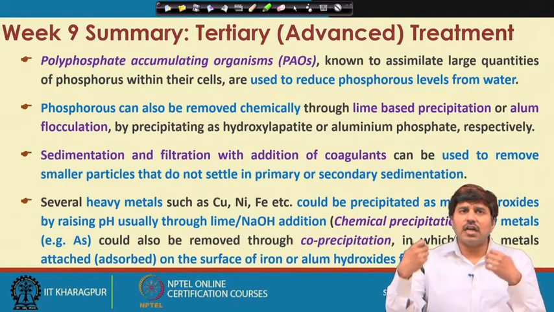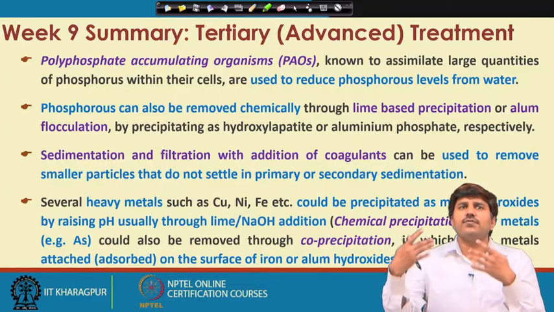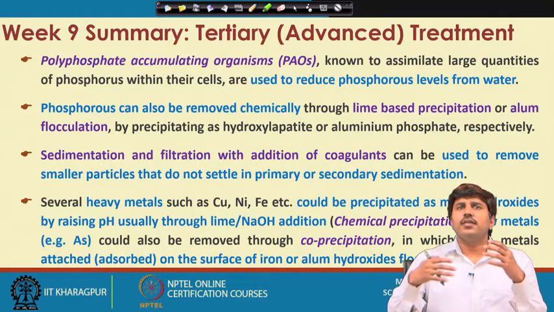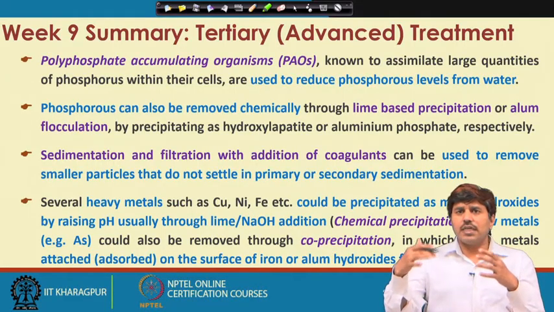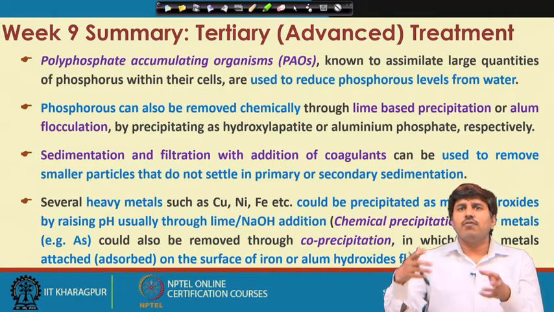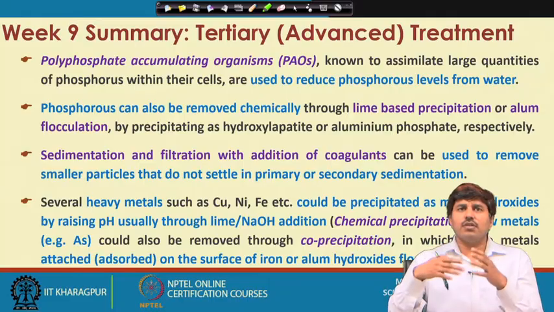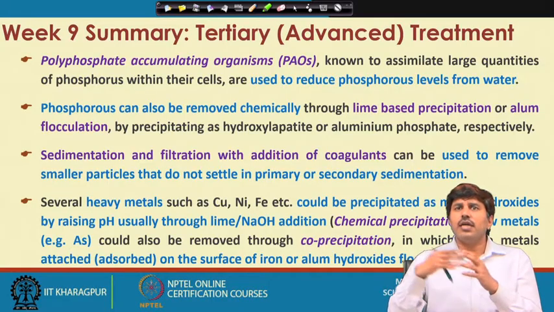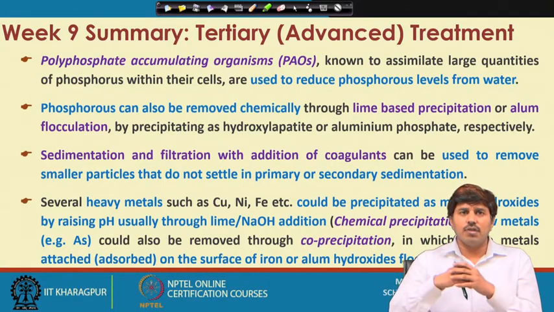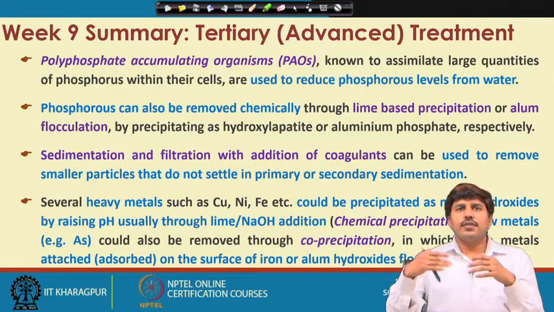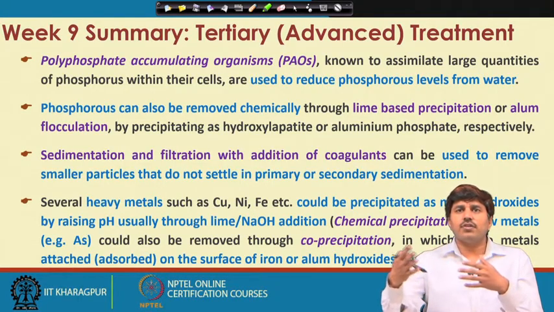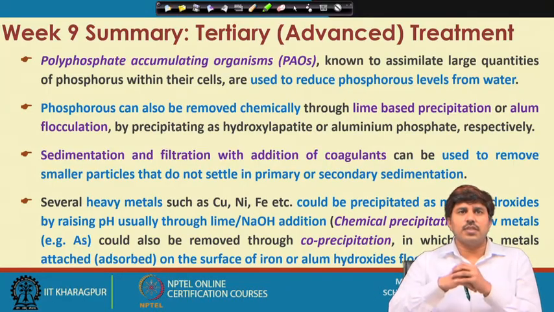So, they assimilate large quantities, up to 20% of the phosphorus, within their cells, and so this kind of organism could be used for phosphorus uptake from the water. Then phosphorus can also be removed chemically through lime-based precipitation or alum flocculation, where the phosphorus is converted to hydroxyapatite or alum phosphate respectively and gets precipitated.